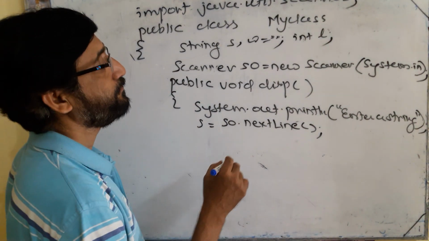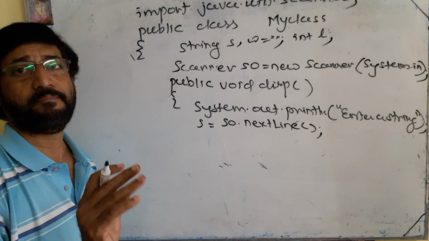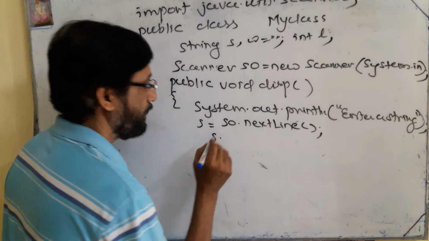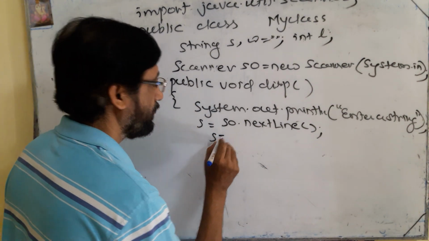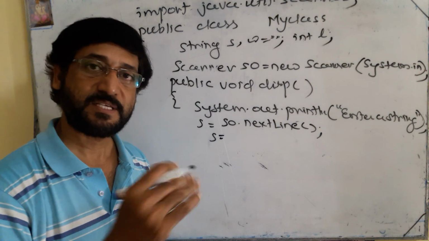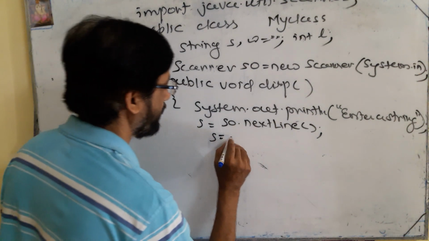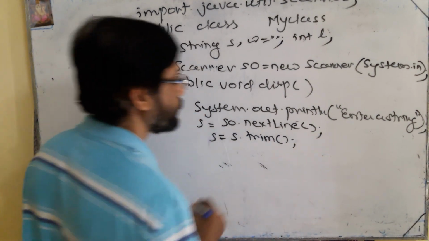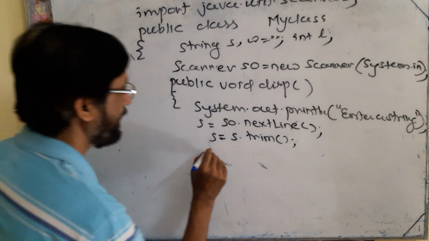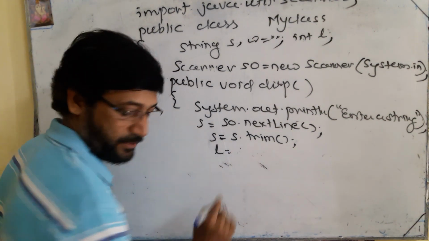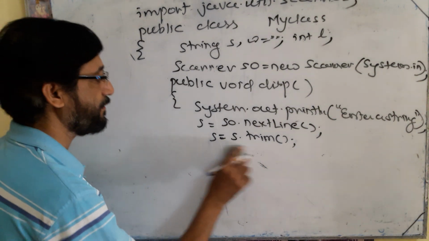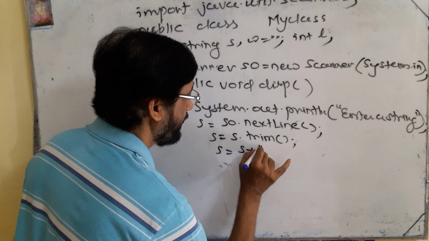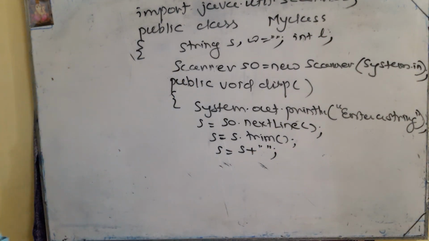Now we have to remove the spaces before and after the string by using the trim function. You can store the string after removing the spaces in the same variable, as there is no need to take a separate variable for it. S is equal to s dot trim. Then you have to add a space character at the end of the string: s is equal to s plus a space character.